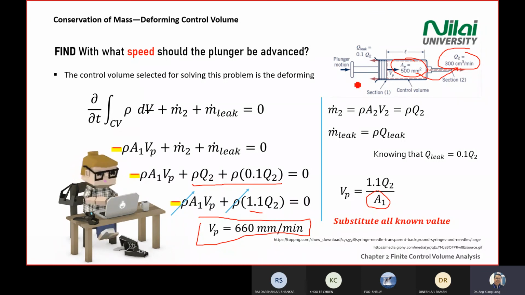The answer that you see on the screen here means that we converted cm cubed to mm. Basically, it's just an application, a substitution of all the numbers. Just be careful with the unit, and look at the instruction in the question, whether it asks you to solve in a certain unit, then convert accordingly. So this is how we apply it to the deforming moving control volume. This is a Springer example.